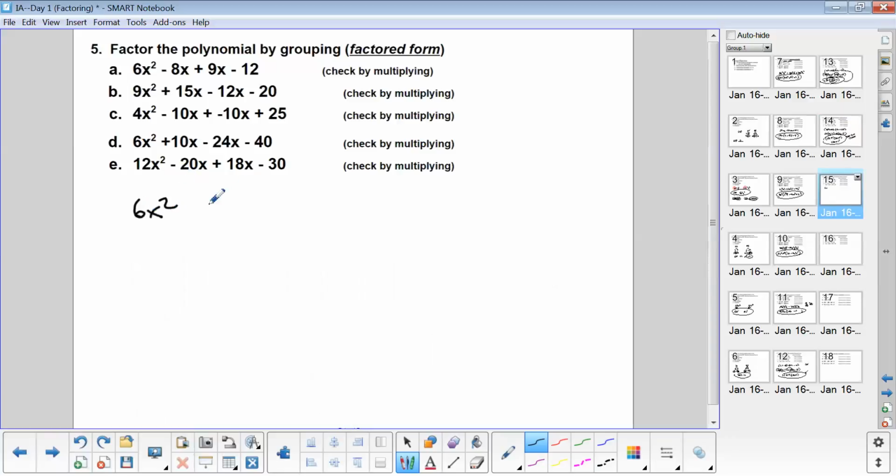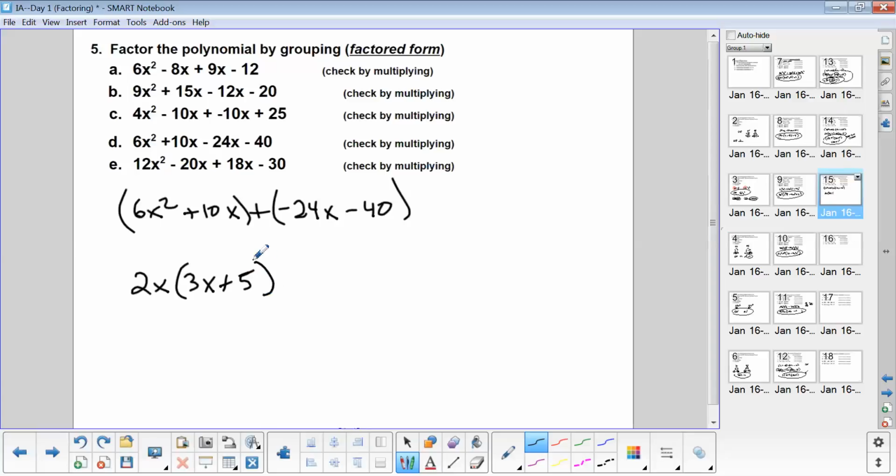6x squared plus 10x. You see how that's a minus 24x? I would encourage you to write that as plus a negative 24x and then minus 40. And now we're back to group, find the GCF. So GCF of 6 and 10 would be 2. GCF of x squared and x would be x. So that would give me 3x plus 5. And since this is negative, I'm going to factor out a negative.